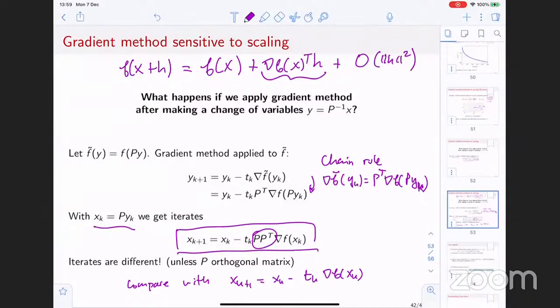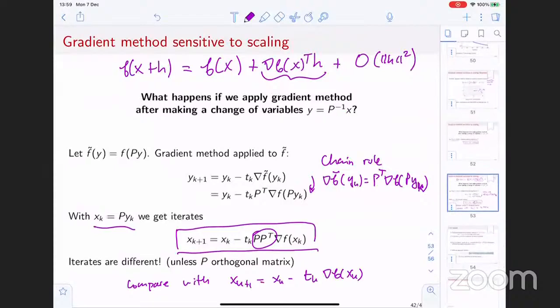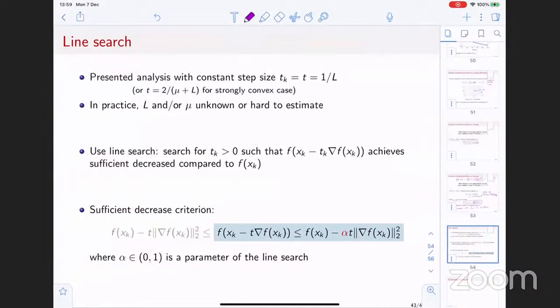We will discuss this issue a little bit when I talk about Newton's method, because Newton's method is a method that is insensitive to scaling. Okay, so I would like to talk now about line search.